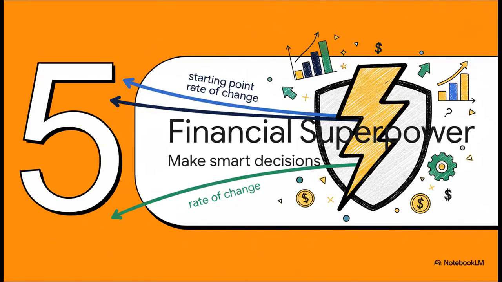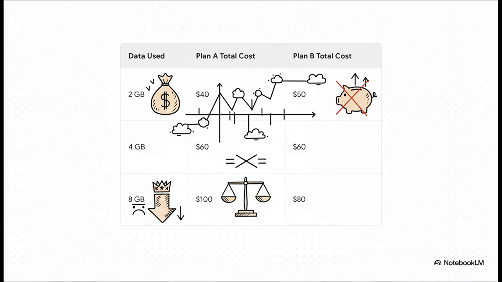Okay, this is the fun part. We've found our two secret ingredients, the starting point, B, and the rate of change, M. Now, we get to put them together and solve our original puzzle. This is where you get your superpower. Okay, let's play this out. Let's say you're a light user, maybe 2 gigabytes a month. On Plan A, that's the $20 fee plus $20 for data, so $40. Clearly, Plan A is cheaper.